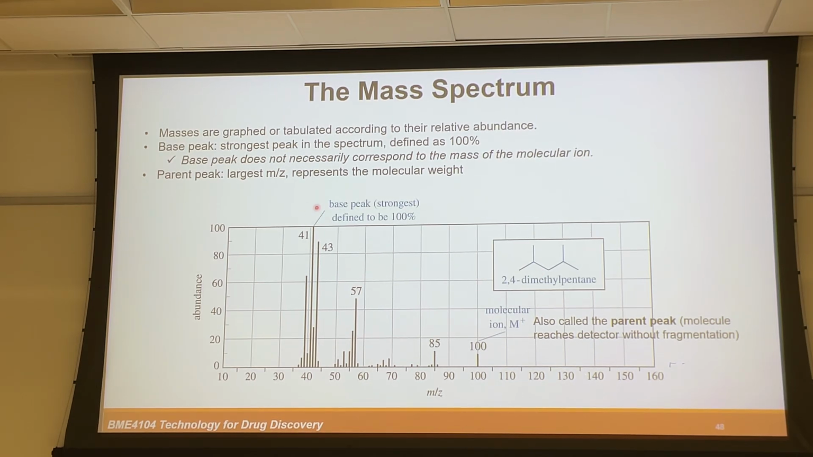You notice that in many cases the base peak is not the molecular ion peak. The base peak would be the easiest bond to break. Basically, that segment is the most stable one among all other segments, so that creates the base peak. That's the weakest bond in the molecule. So those are two very important concepts, and you need to understand what they mean respectively.